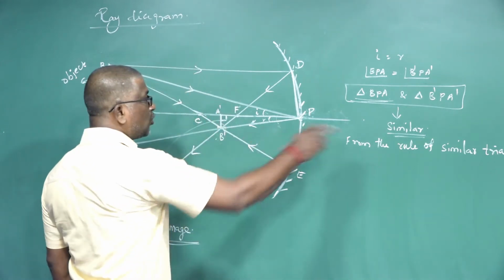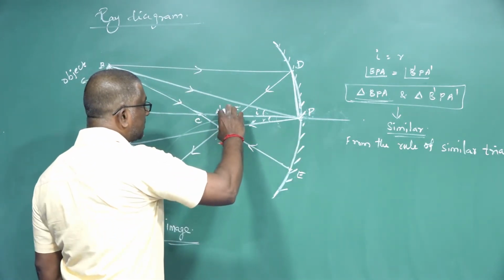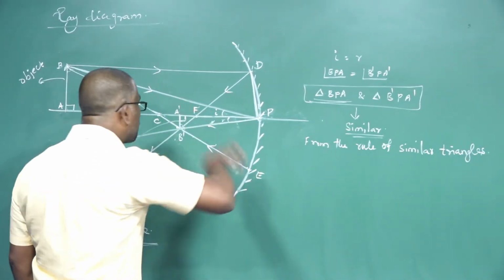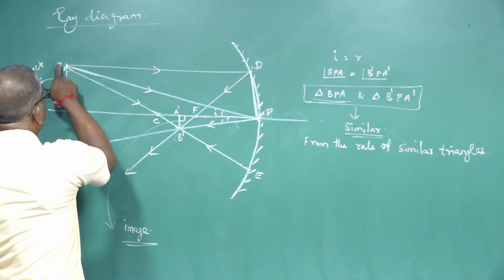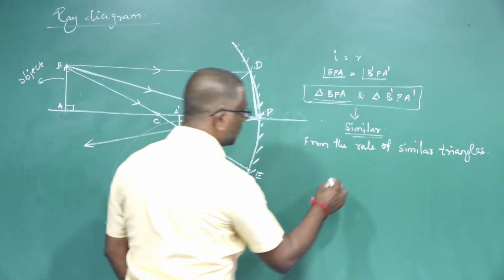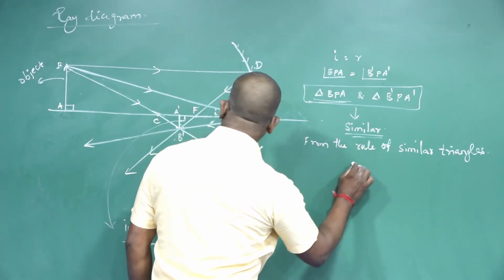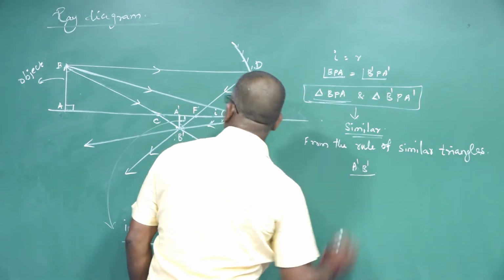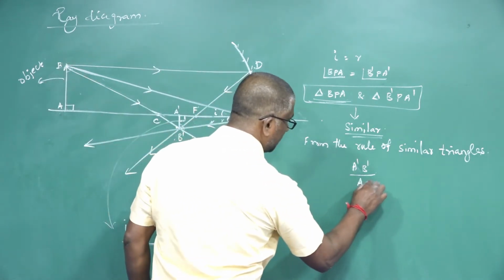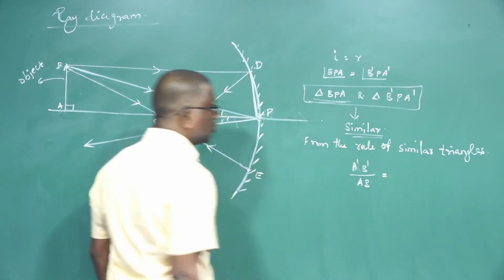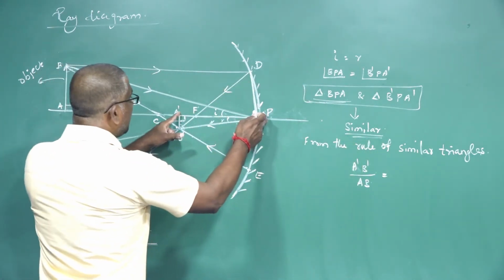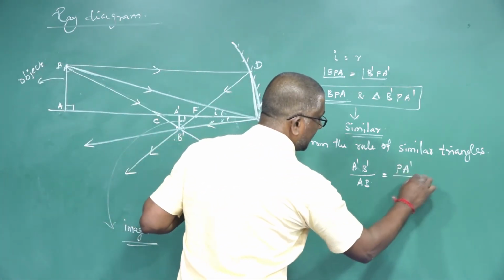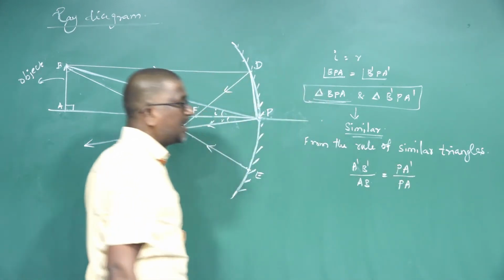So from the rule of similar triangles, the side A dash B dash in the right angle triangle B dash P A dash is proportional to the side AB in the right angle triangle BPA. So A dash B dash divided by AB should be equal to P A dash divided by PA.